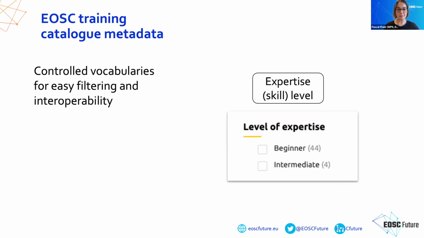And just here, a little bit of the EOS training catalog, which you've probably seen already, at least the test version that's up now. And just to show how controlled vocabularies are, of course, important for interoperability between these training catalogs, but also for easy filtering. So you could here click on beginner or intermediate, or of course higher levels, and easily find your data.